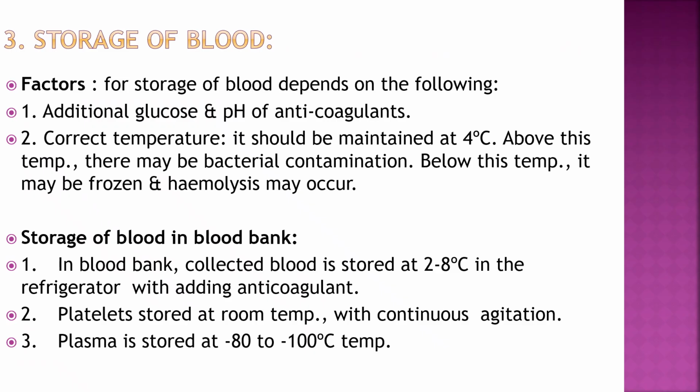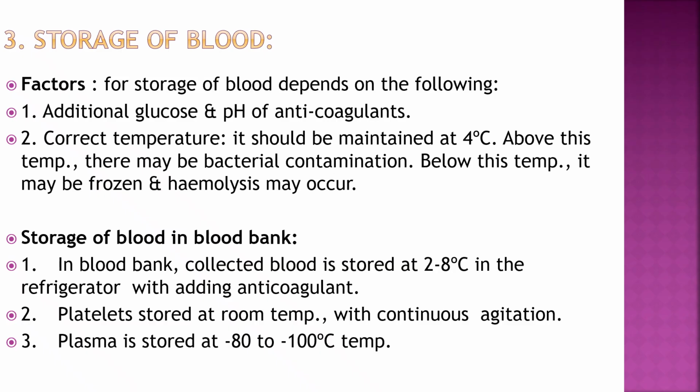Factors for storage of blood depend on added glucose and the pH of the anticoagulants. The correct temperature should be maintained at 4 degrees Celsius. Above this temperature, there may be bacterial contamination. Below this temperature, the blood may freeze and hemolysis may occur.